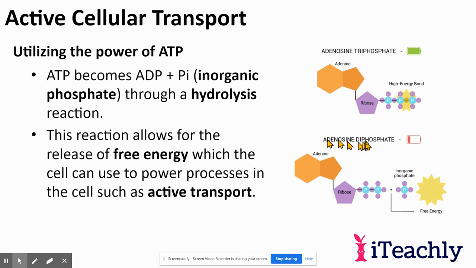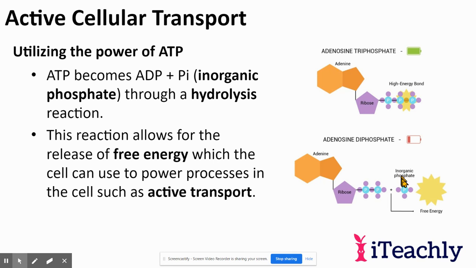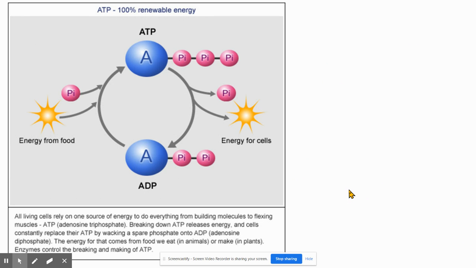So this is ADP, diphosphate, right? So it lost a phosphate, and it has an inorganic phosphate. It's inorganic because it doesn't have carbon or hydrogen attached to it. So you're going to take this is potential energy, and this is energy that is used, right? And this is actually renewable energy.